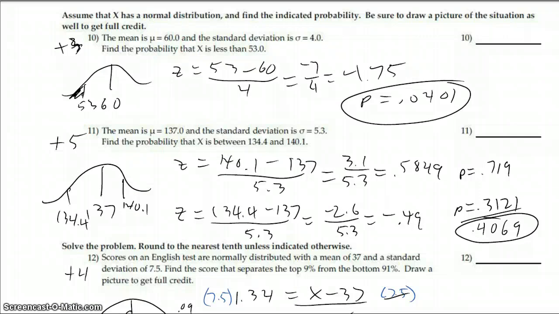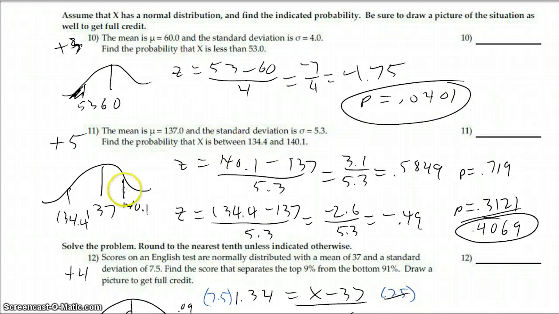10, just a normal distribution problem here. Make sure you draw the picture, average in the middle. Essentially, what's the probability that if the average is 60, you get a 53 or lower, and you get a z-score of negative 1.75, and if you look up in your z table, that's 0.041.